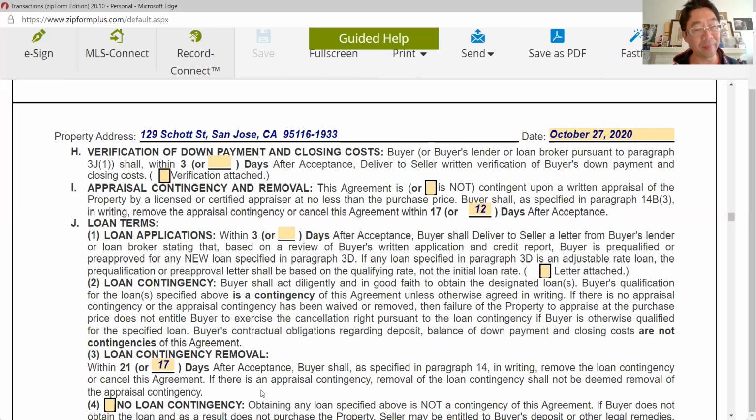And then in terms of the number of days that we put on the appraisal, is 17 days the max? Can we put further? Just in case, because right now it's almost the holiday season and they might be busy as well. So instead of 12 days, should we increase the number of days to make sure everything gets done in time?